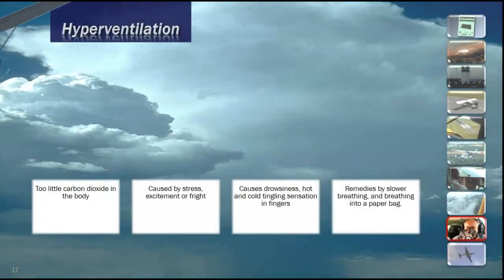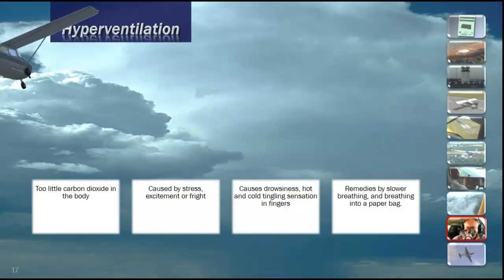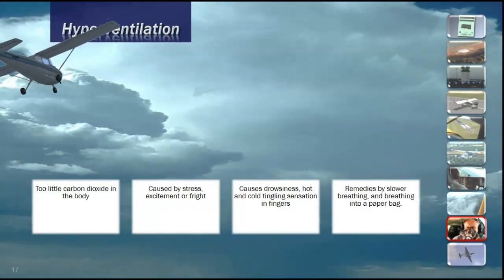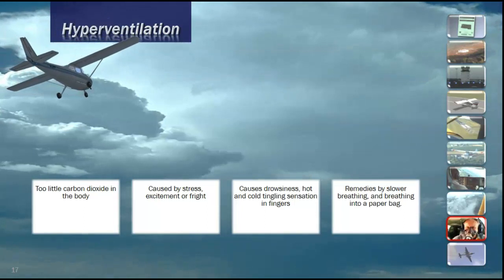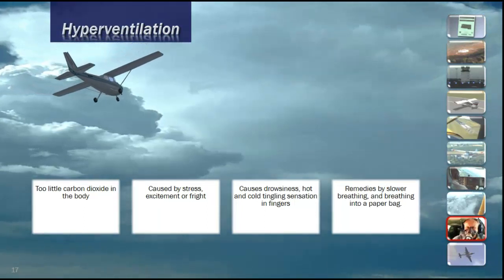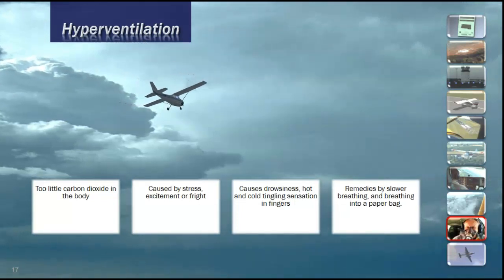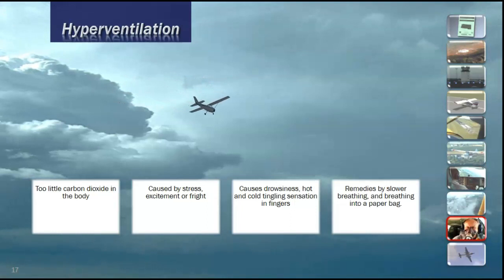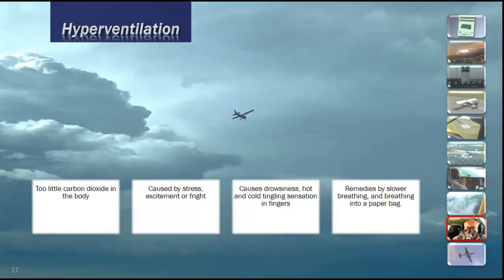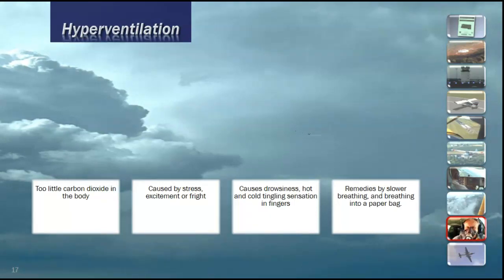Another common problem that pilots experience in flight is hyperventilation. Hyperventilation is due to too little carbon dioxide in the body, and it's usually caused by stress or excitement that causes someone to breathe too rapidly. It can cause drowsiness, hot and cold tingling sensations in the fingers, and the remedy for hyperventilation is to slow the breathing. And some people will even breathe into a paper bag to help with hyperventilation.